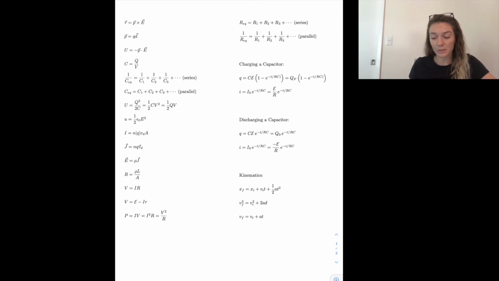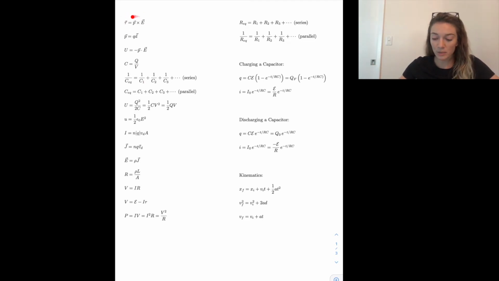So let's go over the formula sheet. We'll go over all these formulas so that we know when they are applicable and what they're for. First up, we have some of the formulas from chapter 24 on capacitors and dipoles.